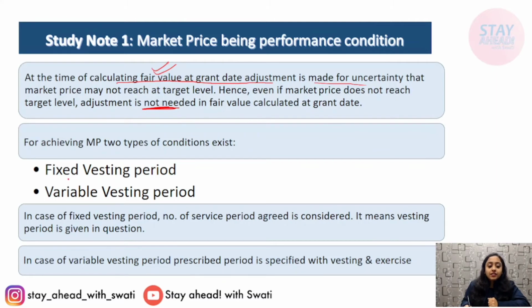After this comes market price. It can be a fixed vesting period or a variable vesting period. In case of a fixed vesting period, the number of service periods agreed is considered. It means the vesting period is given in the question. If it is fixed, then it is given in the question.